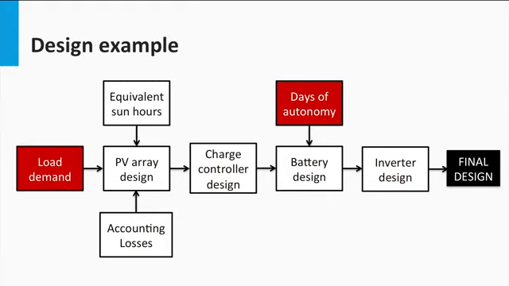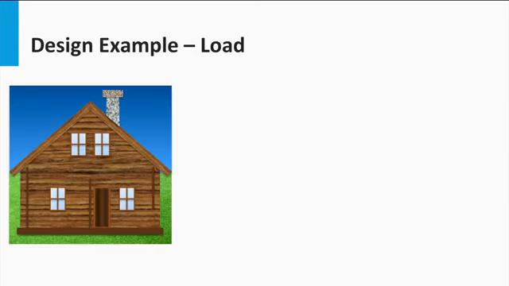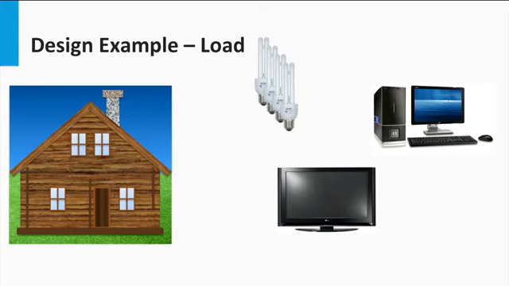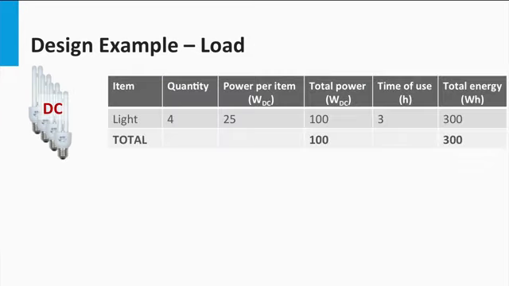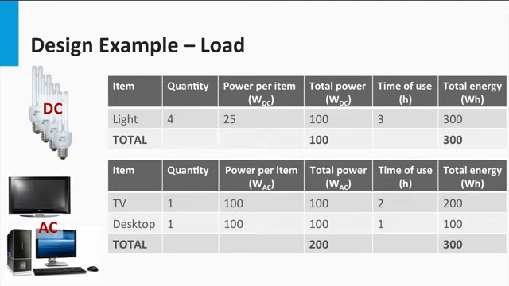Let us first define the load demand that has to be powered with an off-grid PV system. The total days of autonomy required should also be specified. Consider a house that is to be powered independent of the electric grid by means of a standalone PV system. Let's assume that three simple kinds of loads are required to be powered: light, TV, and desktop computer. The lights are supposed to be DC powered, while the TV and the desktop computer are AC powered.